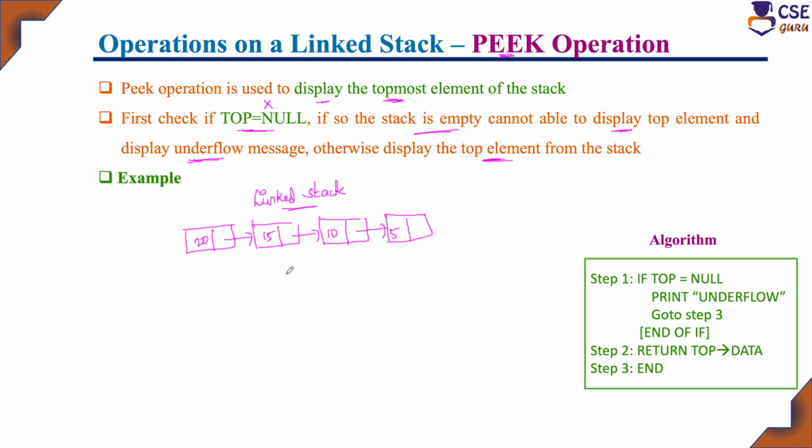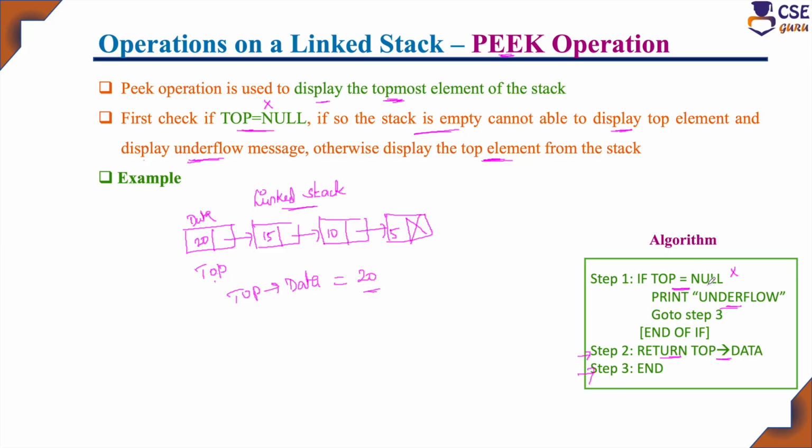For example, we are considering this as a linked stack, and here the algorithm first checks whether top is equal to null. This is the top position. No, the top element is there. So the condition fails. It won't display this message. It will go to step 2. It will return the top position of the stack. In the top data part, this is the data part, so top of data, what is the value? It will display 20, and it will come to an end.